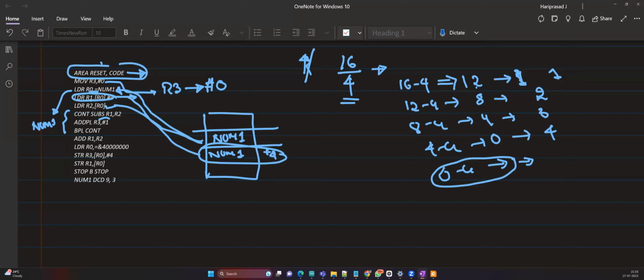So what do I have to do? I have to stop here. I am adding only if the number is positive, right? When I subtracted here, I got negative, so I don't increment. My R3 will stop at 4, because for every positive result I keep incrementing R3. So R3 became 4, which is nothing but the result of 16 by 4. Yes, sir. 16 by 4 is 4. That's what we got.